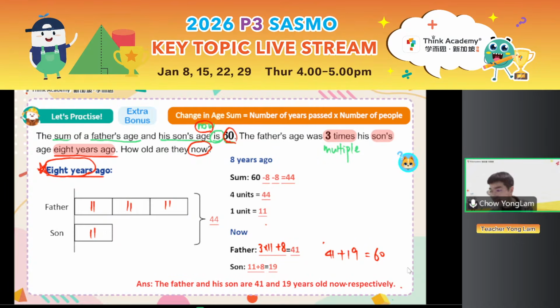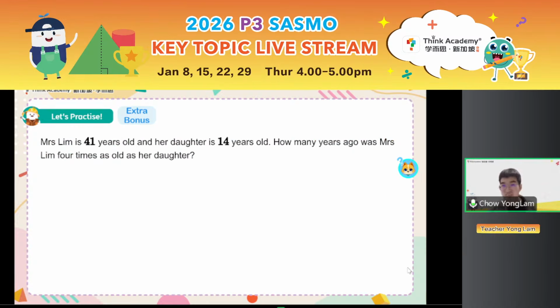All right, so that is the first question for this problem. Remember the age sum property, right? Two people, they grow old together. So when you change the age sum, don't forget to consider that. Father is younger, son is also younger. Father is older, son is also older.